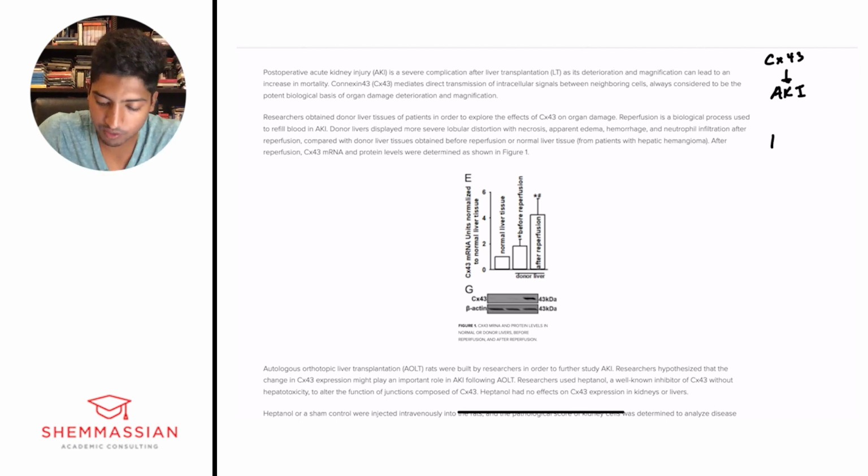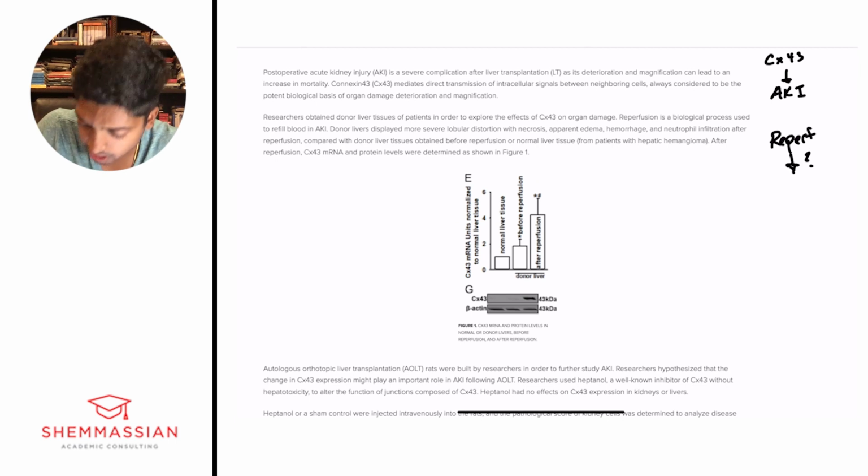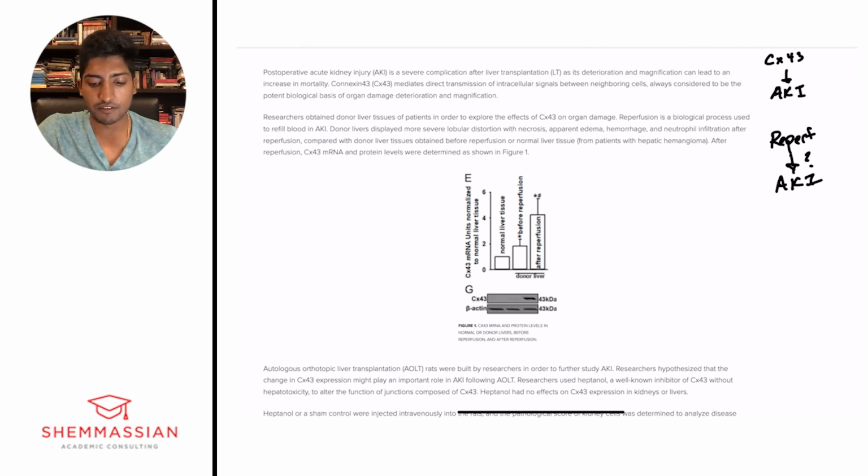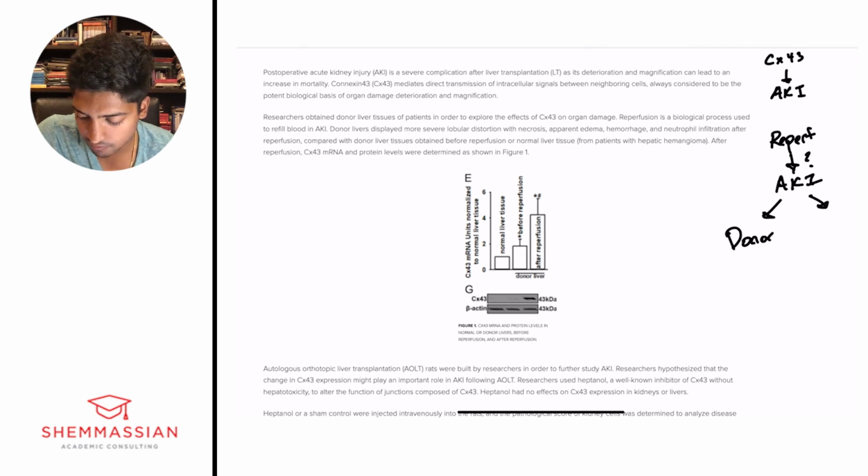And then here, we're looking at reperfusion effect. I'll draw an arrow with a question mark on AKI, right? And so the effect is reperfusion is a biological process used to refill blood in AKI, and then there's two different effects, right? We're going to look at donor livers versus normal livers, right? And so I'm not going to write out all the details, right?